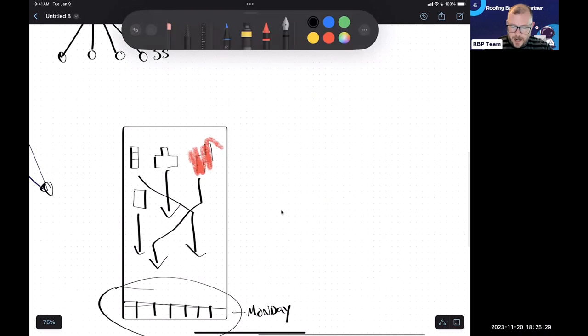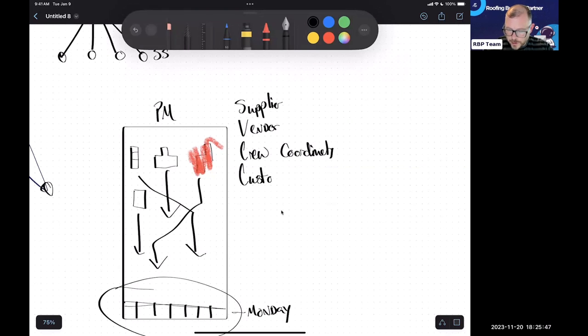So that's the production manager's job, is to play Tetris. So that's going to include vendor relations. Okay. It's going to include suppliers. It's going to require crew coordination, customer coordination, right? So they're basically coordinating everything to set it up on a calendar.